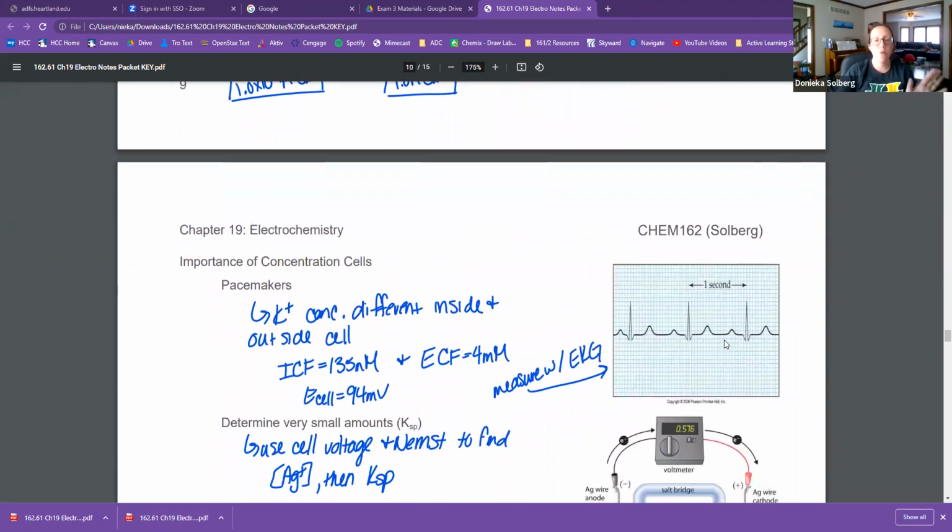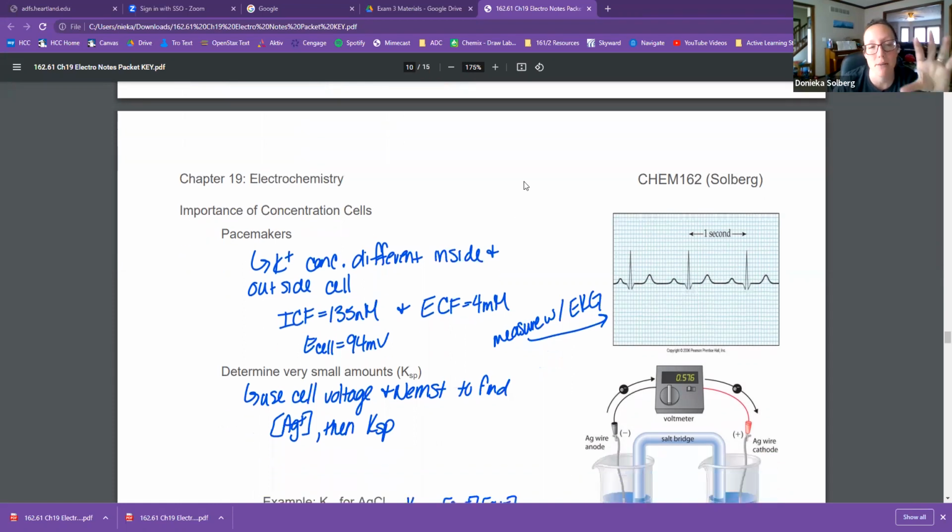Now, why are these important? Why do we make concentration cells? These are actually really great. That's exactly what we have going on in pacemakers. So in pacemakers, we use the potassium difference inside and outside, like 2 different parts of the pacemaker. The inside is 135 millimoles and the outside is 4 millimoles. So that difference causes electrons to flow, and that's how we power the pacemaker. We get 94 millivolts, which is all that you need, and we can actually measure that with an EKG.